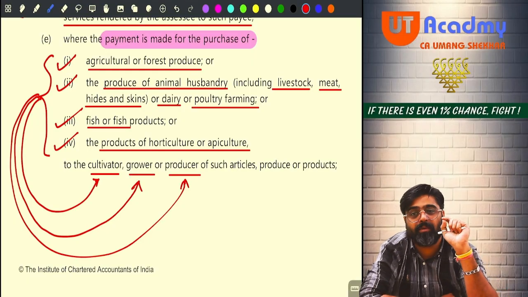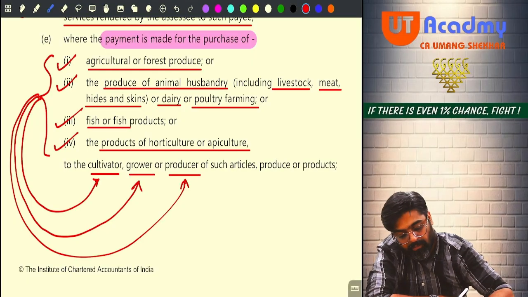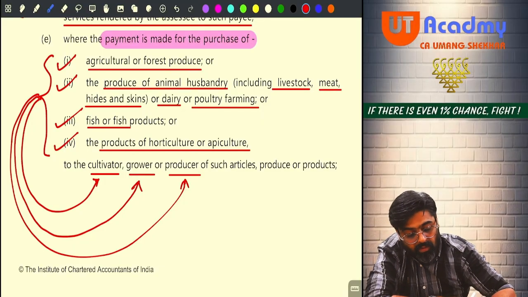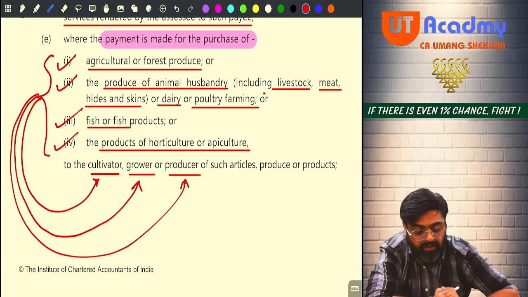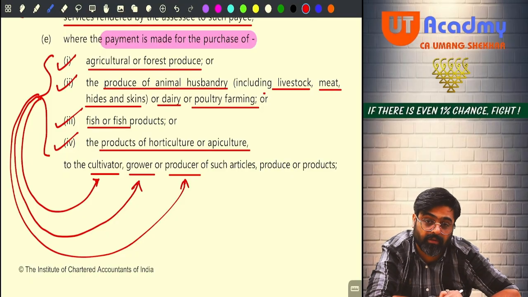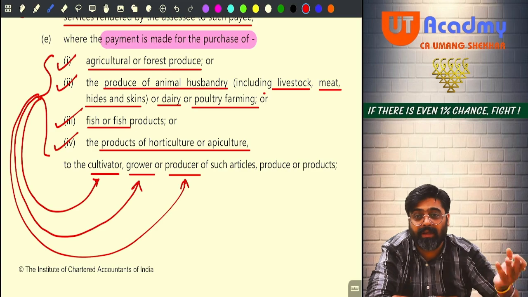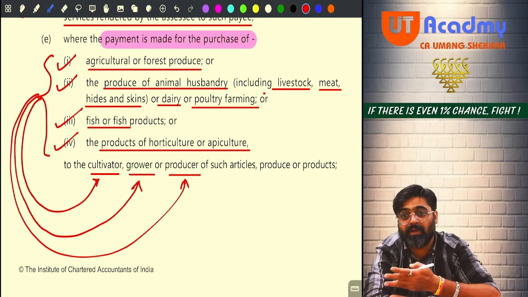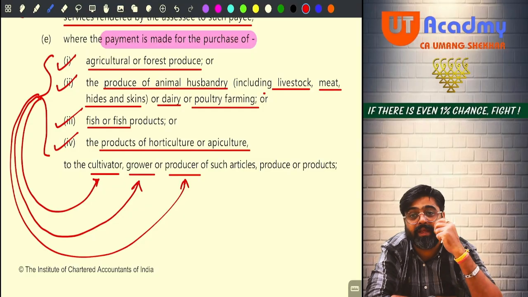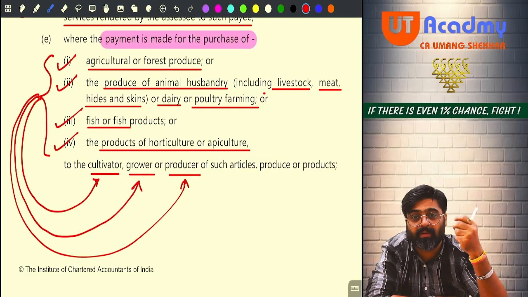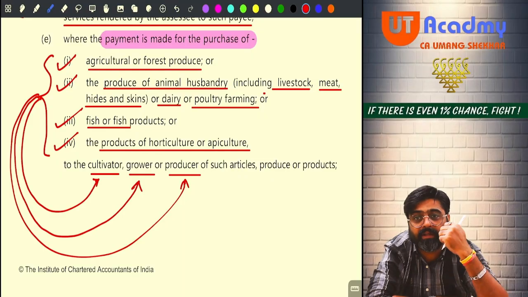So any agricultural produce or forest produce or any produce of animal husbandry, including livestock, meat, hides and skins, dairy or poultry farming products. You are buying dairy products for your business or profession. Can you buy dairy products for your business? Yes. You are running a restaurant. In that restaurant, you are buying dairy products, these animal husbandry items, eggs, meat, fishes. Fish and all is covered in the next point. Please check. Fish or fish products.